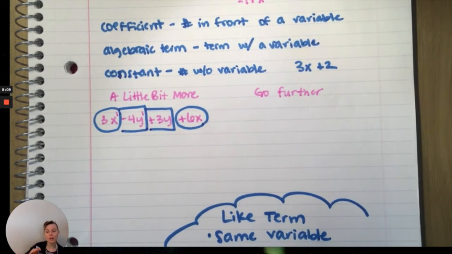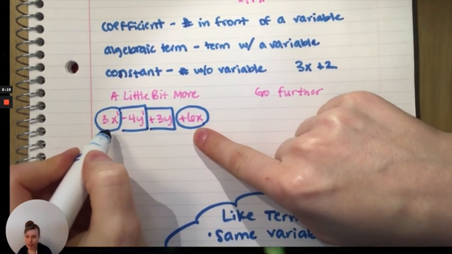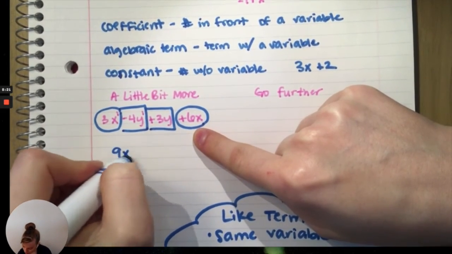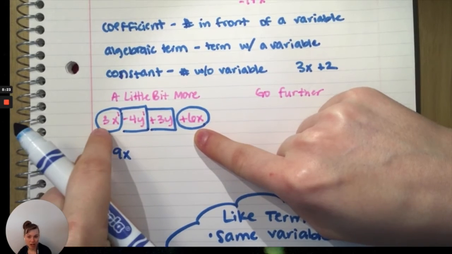Notice how I'm squaring or boxing one kind of term and circling another kind of term. You can also use different colors. You can do different highlighters. You can underline in different colors. 3x and 6x gives me a 9x. I just did those first because the 3x came first.